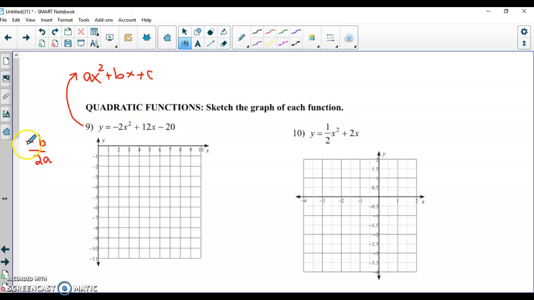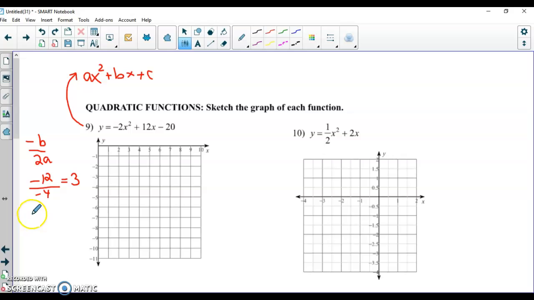So if I look at this, I'm looking for b, that's going to be 12, but I have negative b, okay? So that'll be negative 12. And then I have 2a. So a is negative 2. 2 times negative 2 is negative 4. This is going to simplify to 3. So here's what that means.